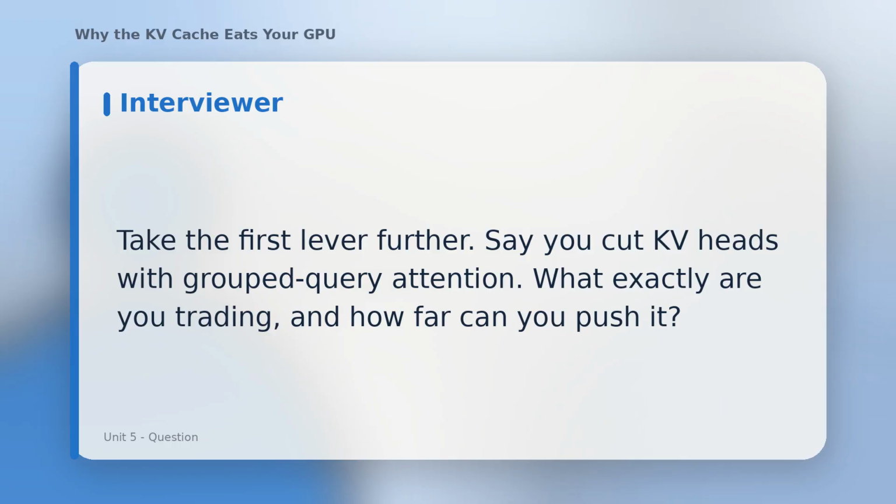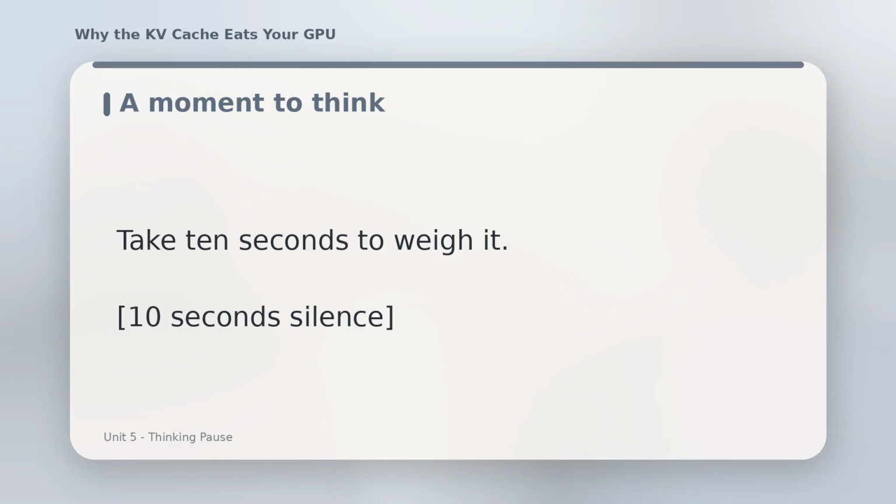Take the first lever further. Say you cut KV heads with grouped query attention. What exactly are you trading, and how far can you push it? Take 10 seconds to weigh it.